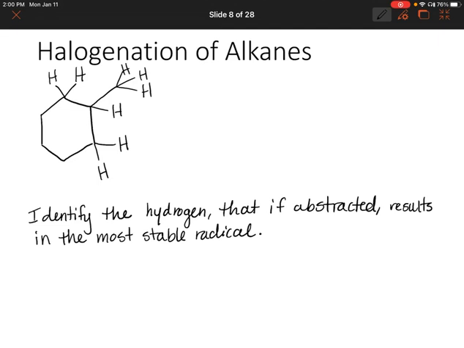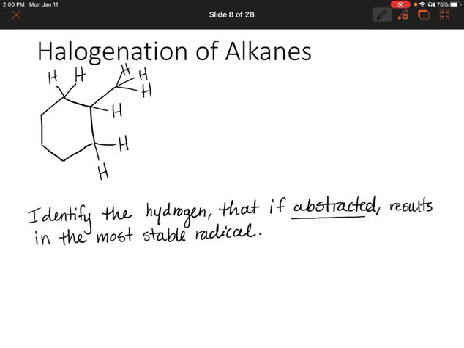So in a way, this is very similar to other problems we've done. For instance, in elimination problems, we often want to determine, okay, if we remove one of these hydrogens, which one gives us the most stable carbocation? But here we're trying to figure out if we remove one of these hydrogens through abstraction, which is our radical method, then which one will give us the most stable radical.